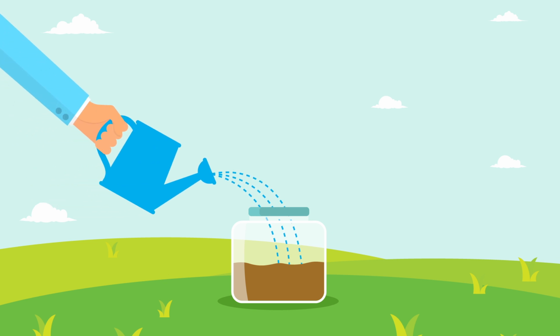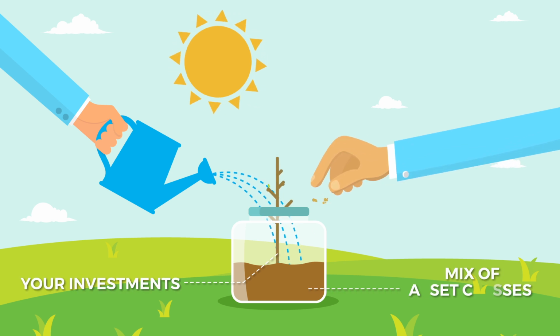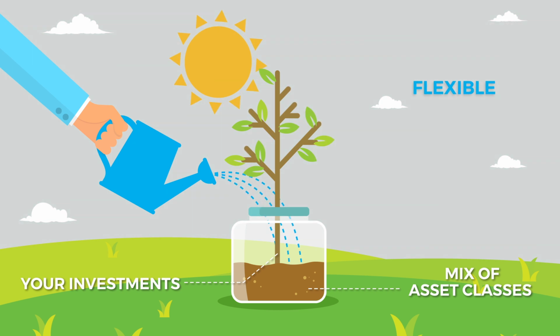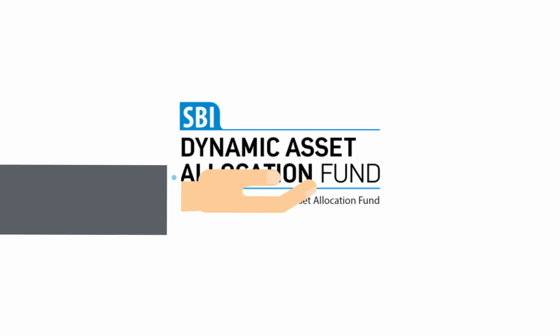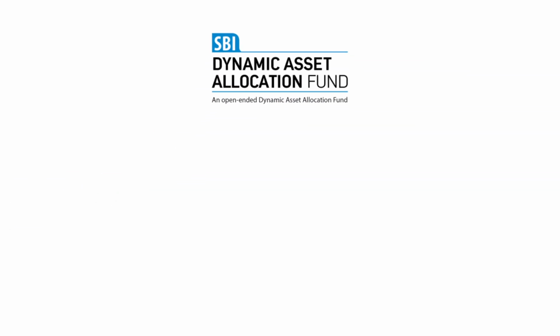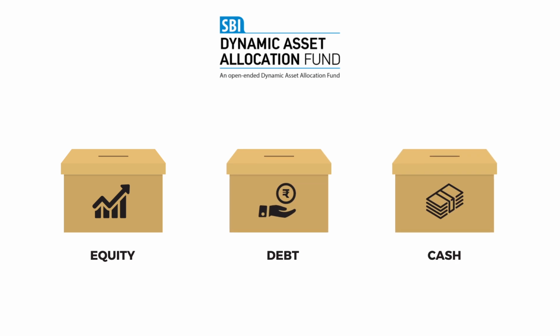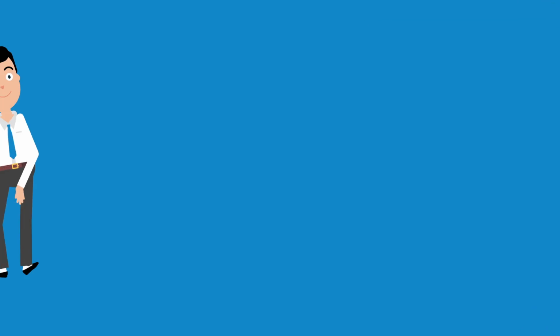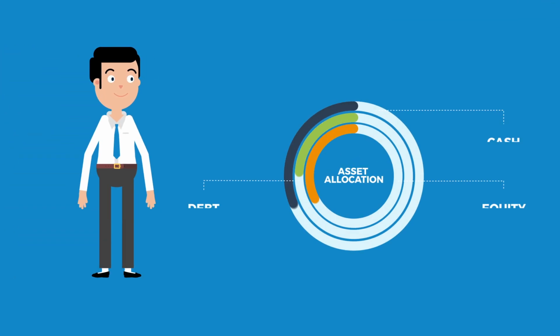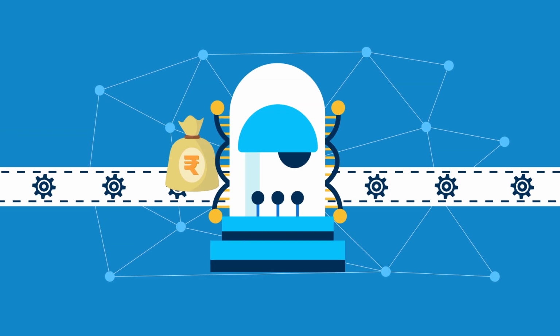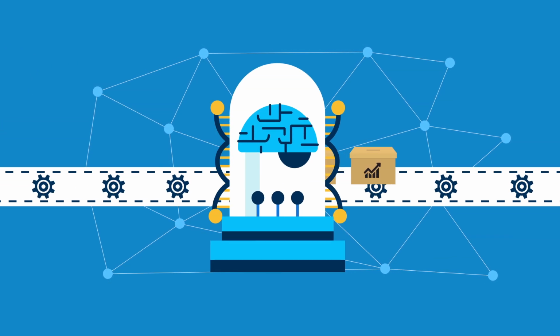Did you know that to make the most out of your investments in the long run, you need to invest in a right mix of asset classes? Also, your investment needs to be flexible enough to adjust to changing market conditions. The SBI Dynamic Asset Allocation Fund dynamically allocates investments into equity, debt, or cash based on market movement and economic conditions. Asset allocation is an important part of the investment cycle, and as the name suggests, this fund dynamically allocates money in different asset classes.